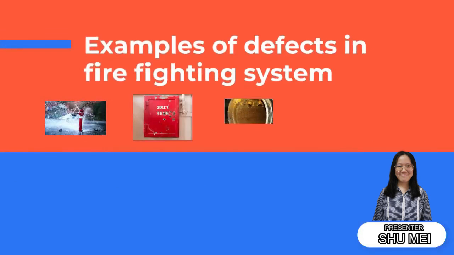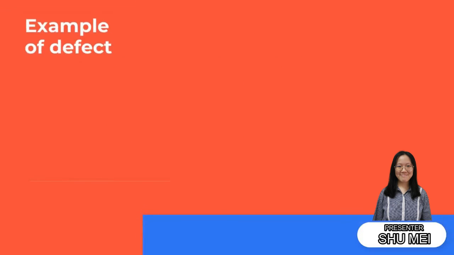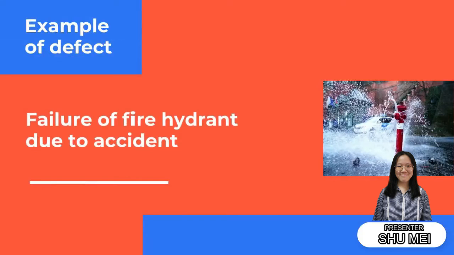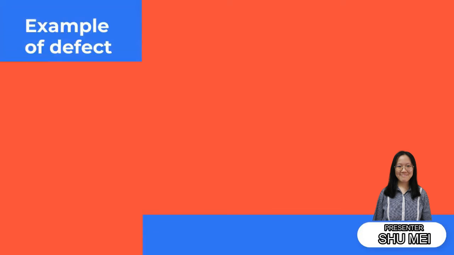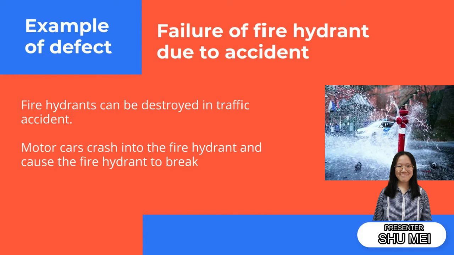The examples of defects in firefighting systems are a trapped fire hose reel, fire hydrant failure, a fire alarm signal that could not be heard, corrosion in piping of fire sprinkler systems, and overcharged or undercharged fire extinguishers. Failure of fire hydrant due to accident. Fire hydrants can be destroyed in traffic accidents. Motor cars crash into the fire hydrant and cause it to break.